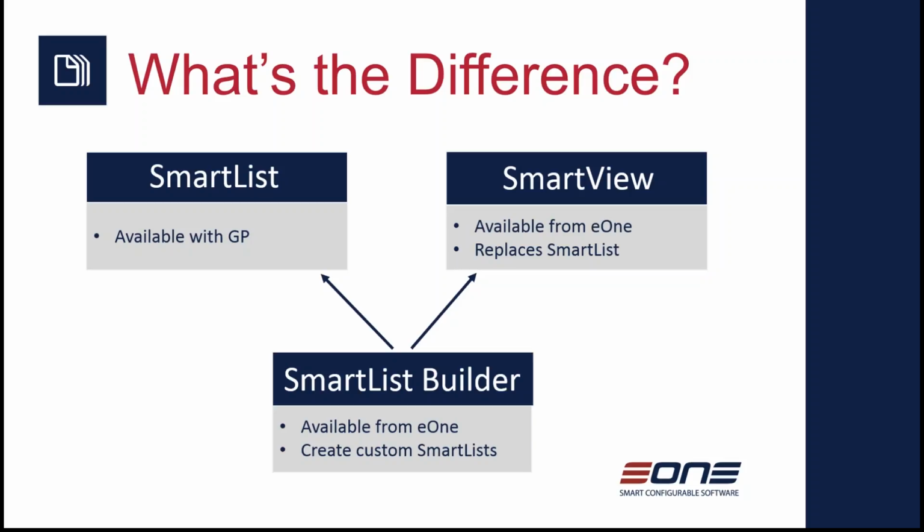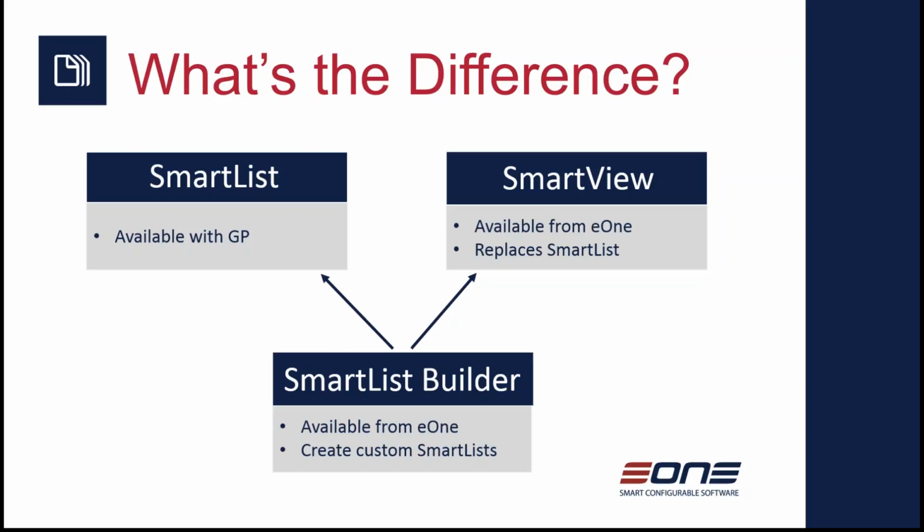So SmartList is what you get with GP. When you buy it, it comes right out of the box, has a bunch of different reporting or lists built into it where you can query the data that you have in GP. Now it has some limitations, so we've come out with a SmartView product, which is our replacement to SmartList. Things like enhancing performance, giving you some grouping, totaling, that type of thing. And Alicia will show you a little bit of that later on.